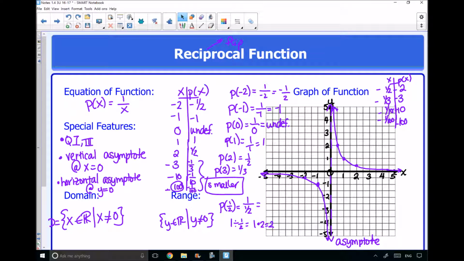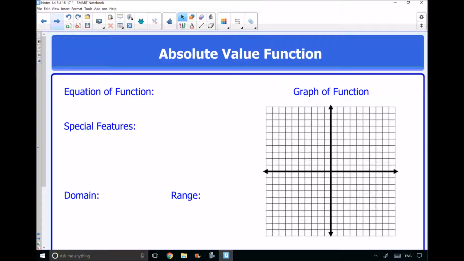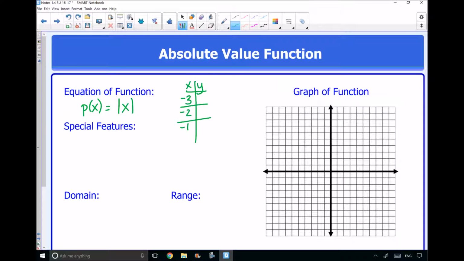Okay, all right, last function is the absolute value function. This one's not bad at all compared to the reciprocal function. If you remember absolute value, the notation for it is simply bars around the x. So let's go ahead and do a chart so that we can have some values to plug in. We'll go from -3 all the way up until we get to +3.